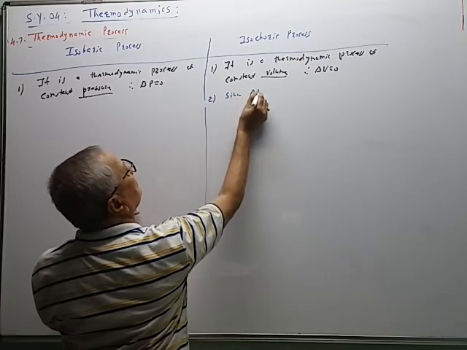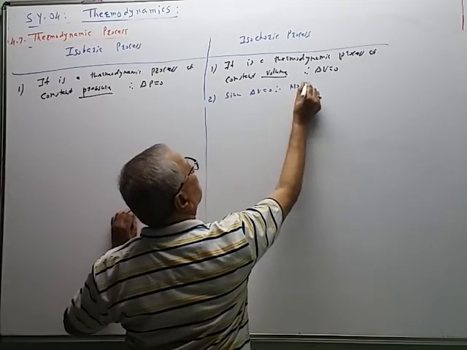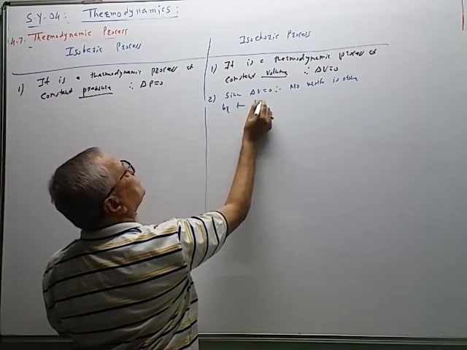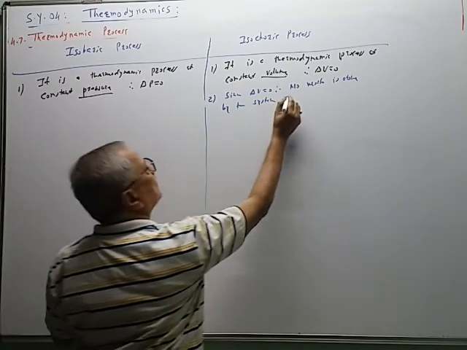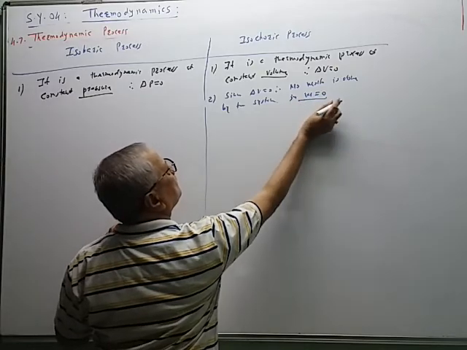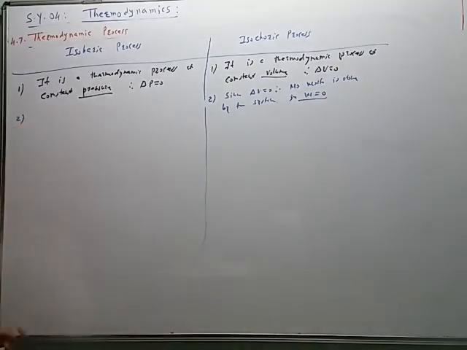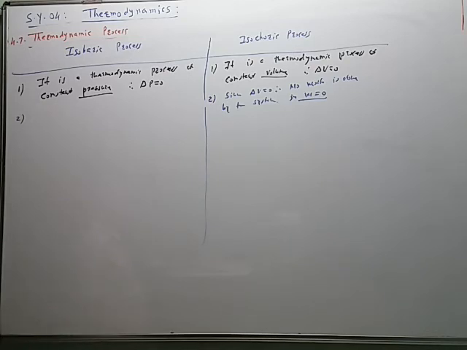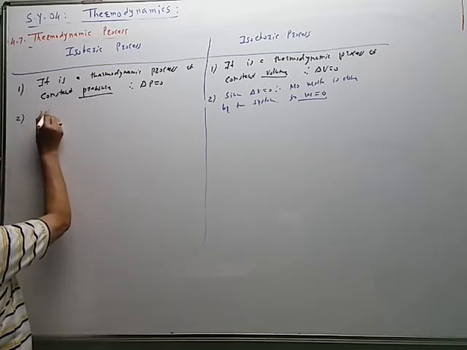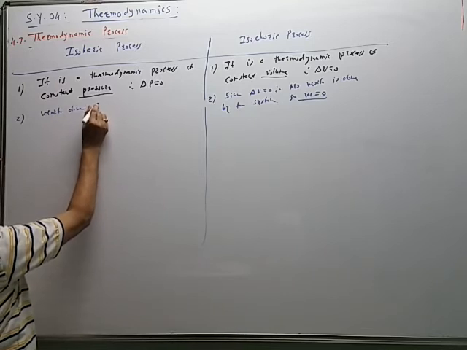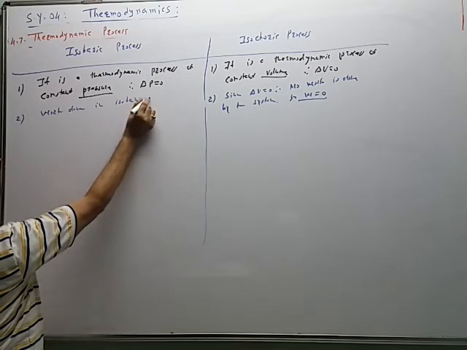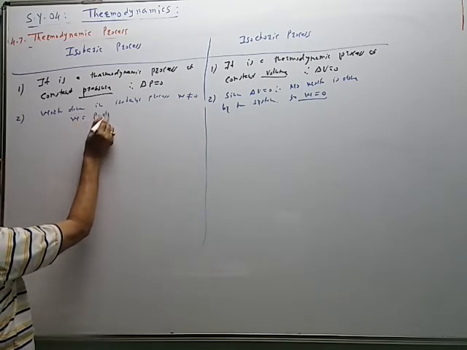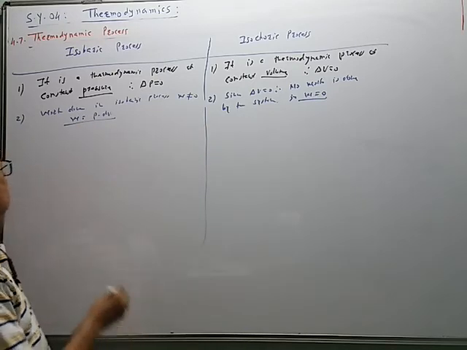Since dV is equal to 0, therefore no work is done by the system. W is equal to 0. On this side, delta V is not 0, therefore some work is done. Work done in isobaric process, W, is not equal to 0 and it is given by W is equal to P into dV.